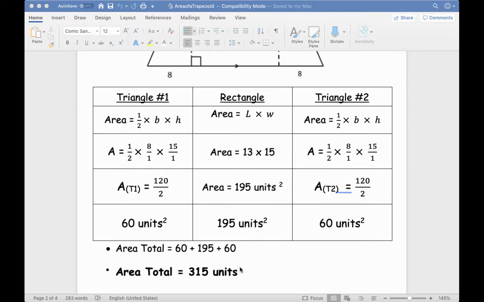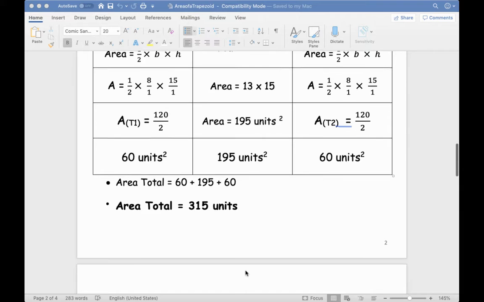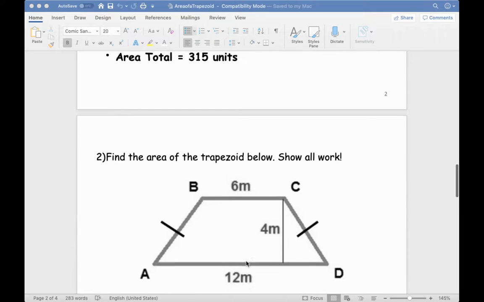This should say units squared here. Let me see if I can put that in there. Units, put that little sloppy 2 right there. Is that going to work? No, it's not letting me draw in here. I don't know what's going on. Okay, so it should say units squared here. Okay, now let's go to the other picture here.